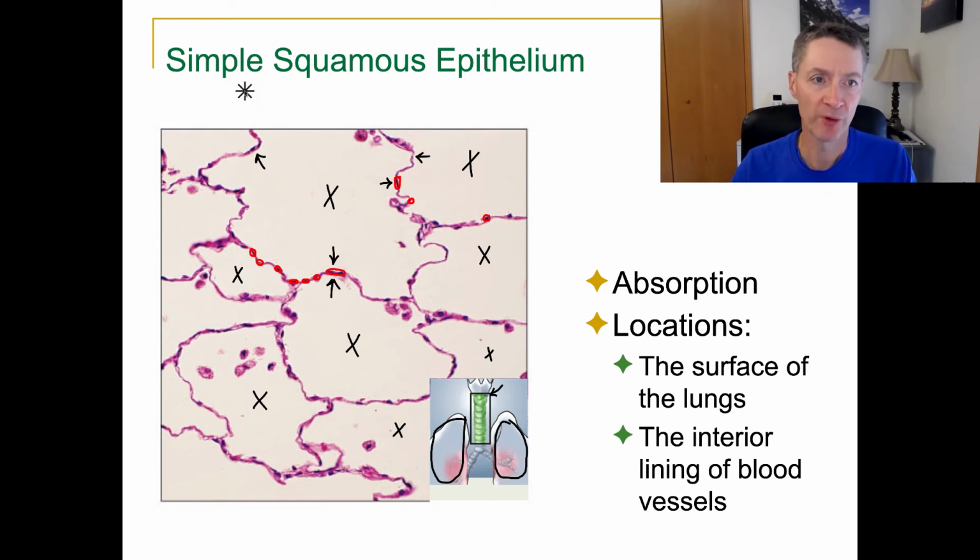Key locations for simple squamous, one big one, and I always go to this as an example because it's so easy to find, the pockets of air where the alveoli are in the lungs. You'll also find this in other places, like in the inner lining of the blood vessels. Again, this makes sense because you're going to have absorption and movement across the membrane, and we want to keep it thin. But the obvious one, usually I go for lungs. So if you see these pockets like this, with the cells lining each pocket like that, then we're usually talking about lungs, and that's a great example of simple squamous.